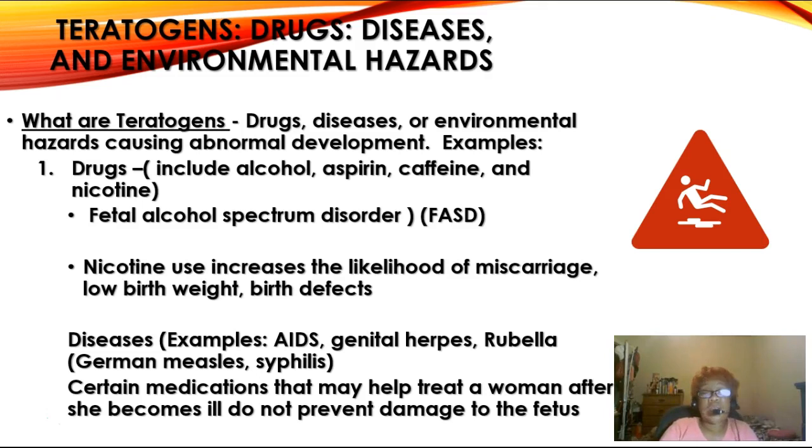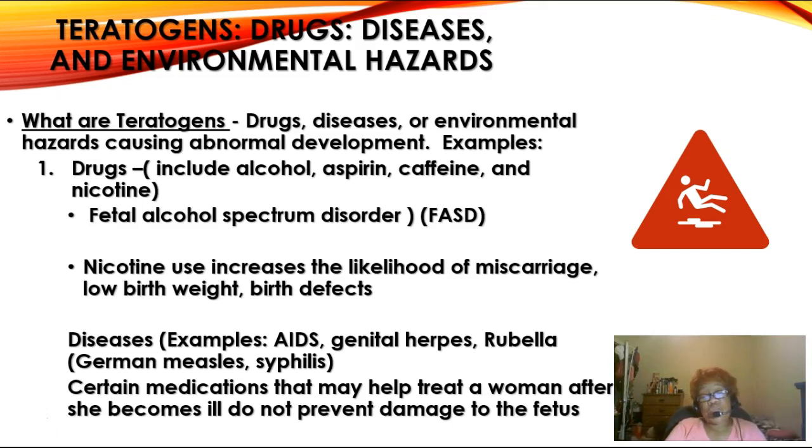What are teratogens? They are drugs, diseases, or any kind of environmental hazard that cause abnormal development. Examples such as drugs include alcohol, aspirin, caffeine, and nicotine. All of these are detrimental during the very first trimester of pregnancy when all of the major organs are developing, particularly the brain and the nervous system. Nicotine use increases the likelihood of miscarriage, low birth weight, and birth defects.